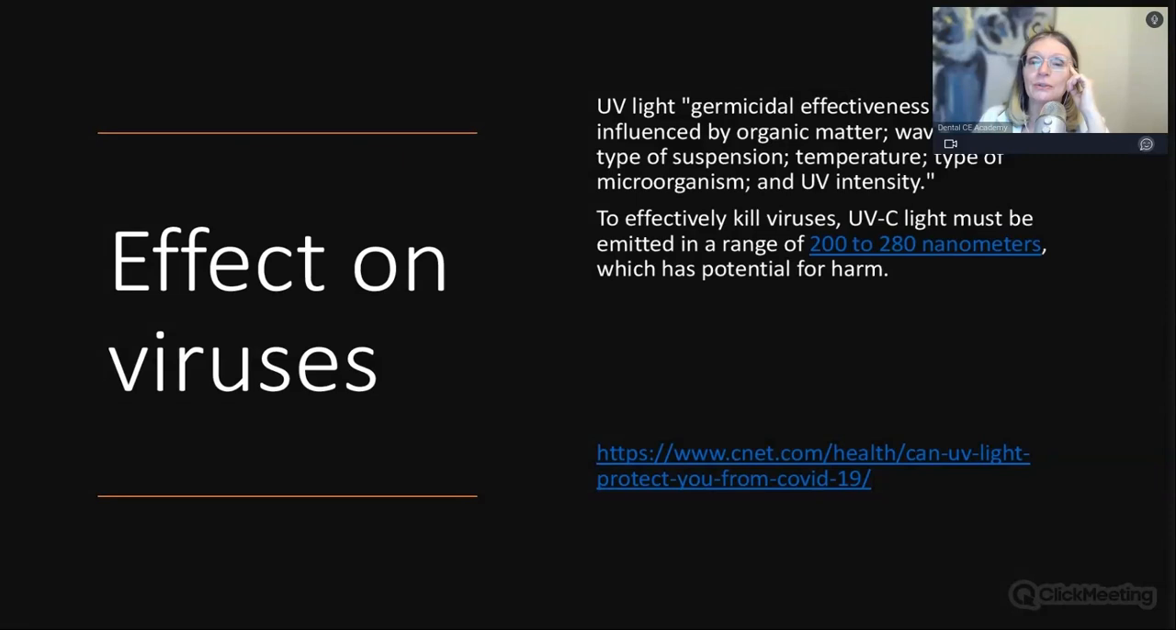So in order to effectively kill a virus, UVC light must be emitted in a range of 200 to 280 nanometers. And that has the potential to do real harm, not good harm, but also bad harm. Now, Danny will talk to you that they believe around the 240 nanometers is considered ideal.